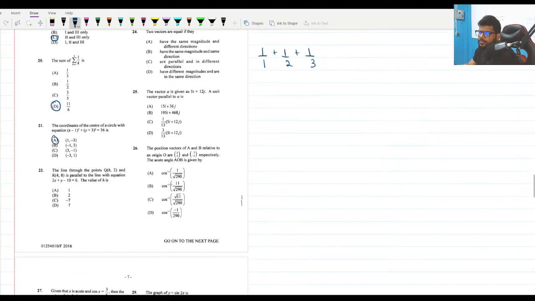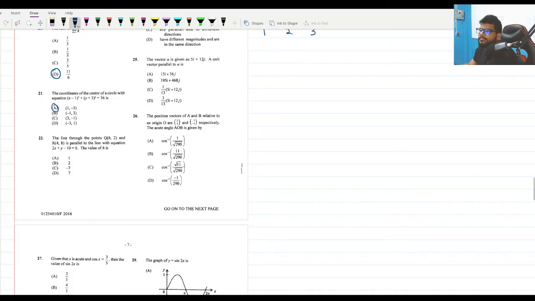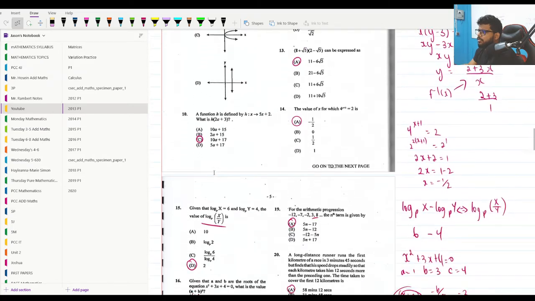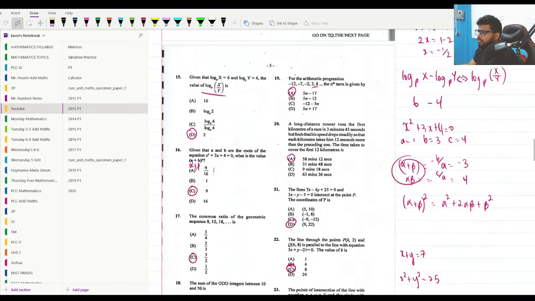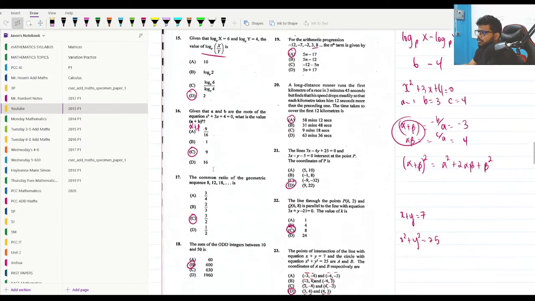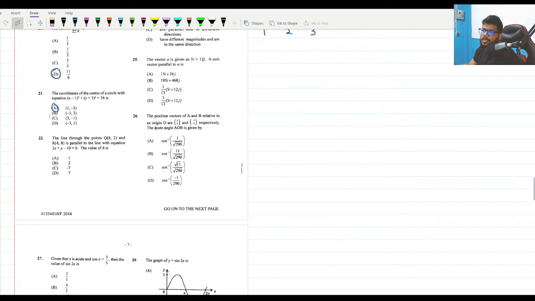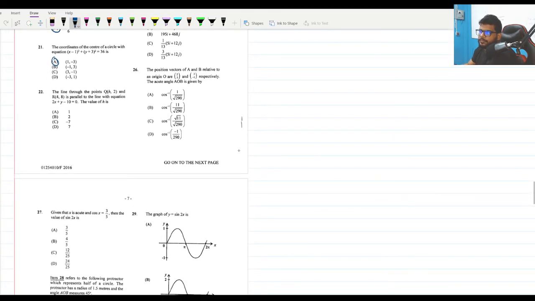The line passing through Q and H. It doesn't look like a repeat. 6, 8, 4, 8. Not a repeat, so we've got to do the working. The line through the points Q and R is parallel to the line with the equation, find the value of H. So it's parallel, which means their gradients are the same.